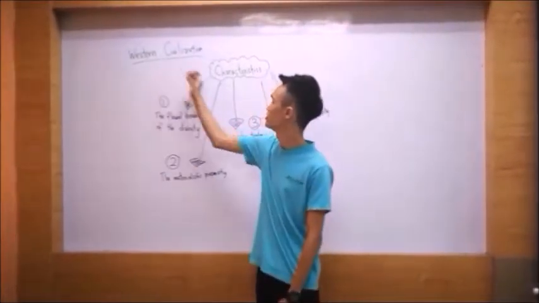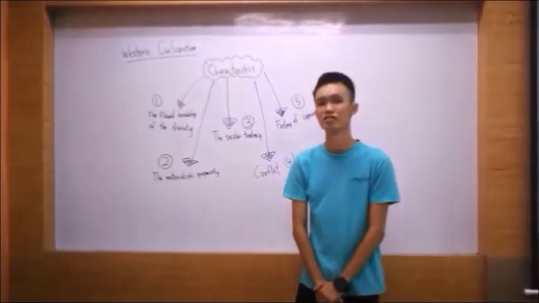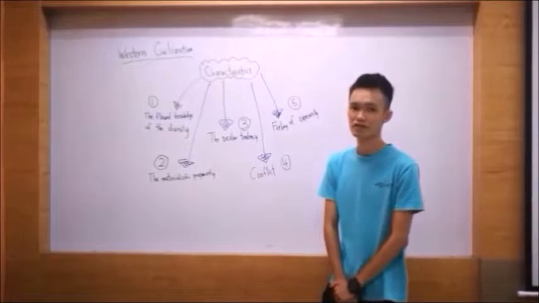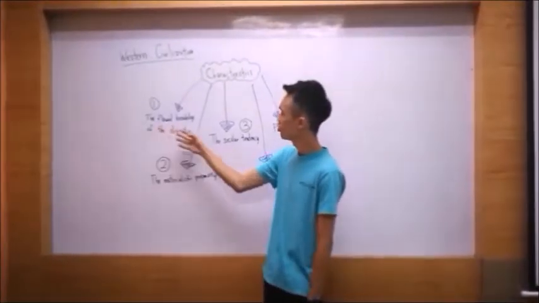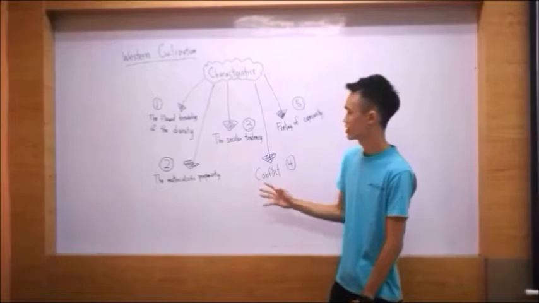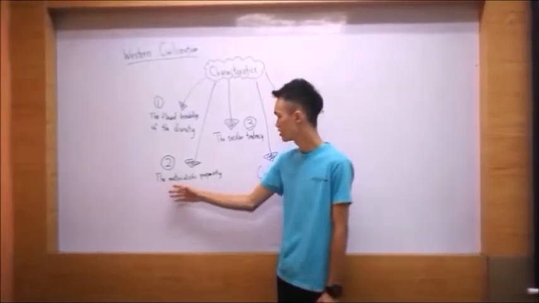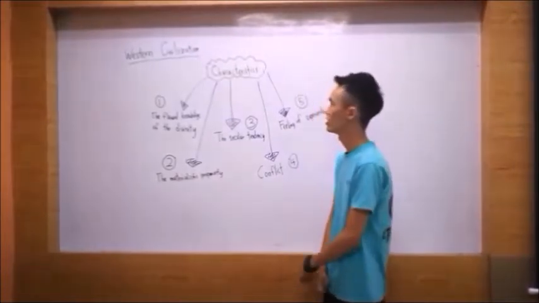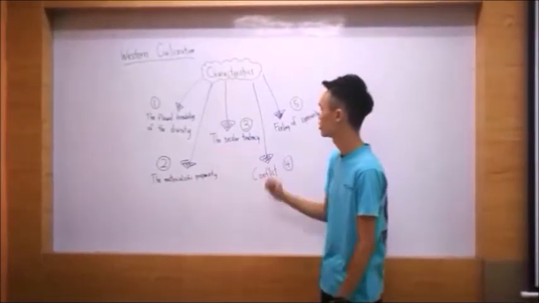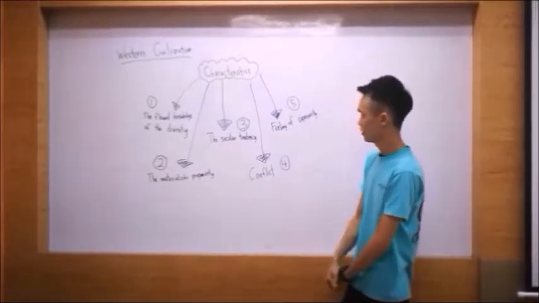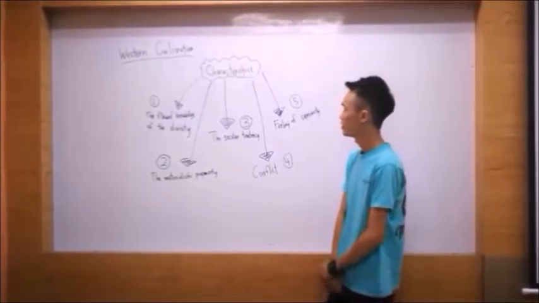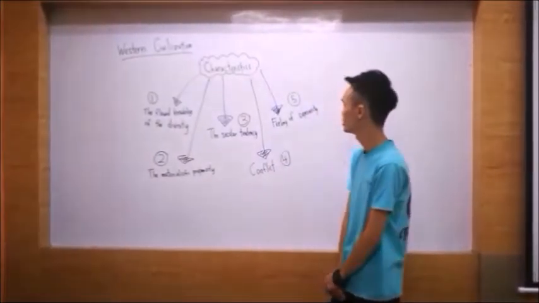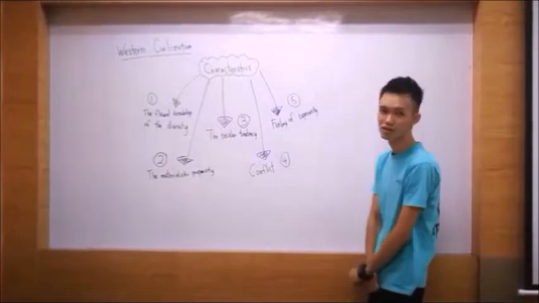How do we recognize Western civilization? There are five characteristics that help us to recognize Western civilization. The first characteristic is the full knowledge of the divinity. The second characteristic is the materialistic propensity. The third characteristic is the secular tendency. Fourth is related to conflict. The last characteristic that helps us to recognize Western civilization is feelings of superiority.